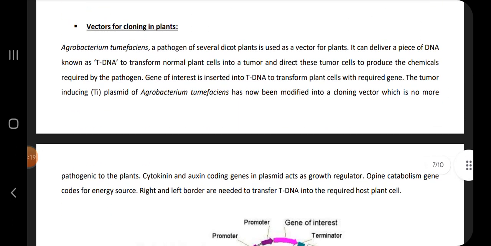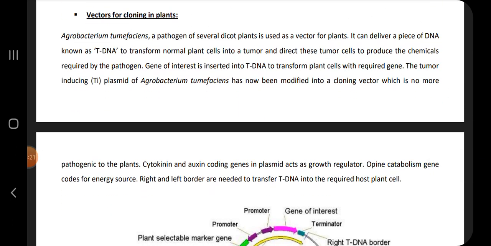Then vectors for cloning in plants. Agrobacterium tumefaciens is a pathogen of several dicot plants. It is used as a vector for plants, and it can deliver a piece of DNA known as tDNA, that is transfer DNA, tumor DNA, to transform normal plant cells into tumor cells and direct these tumor cells to produce the chemicals required by the pathogen.